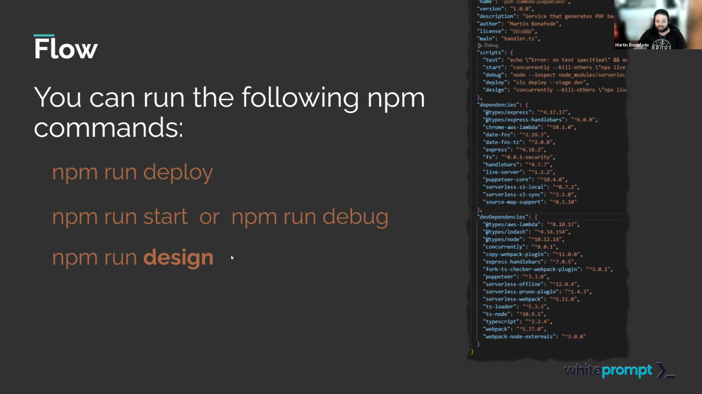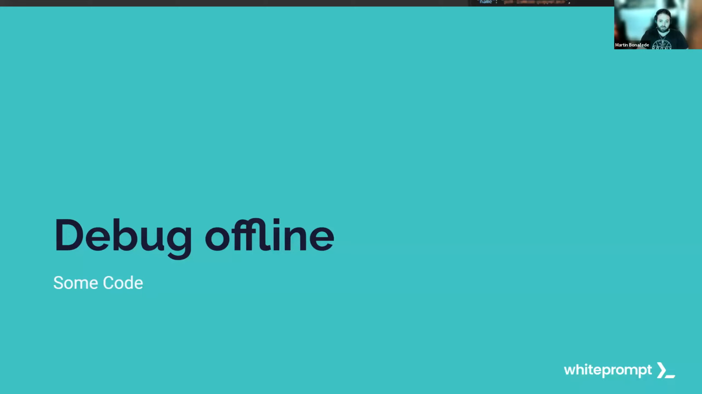And npm run design is something that we added, because you need to design this. The front-end guys, not me, I'm a back-end guy, but the front-end guys need to design this HTML. So, first of all, how do we debug the template that we already have?